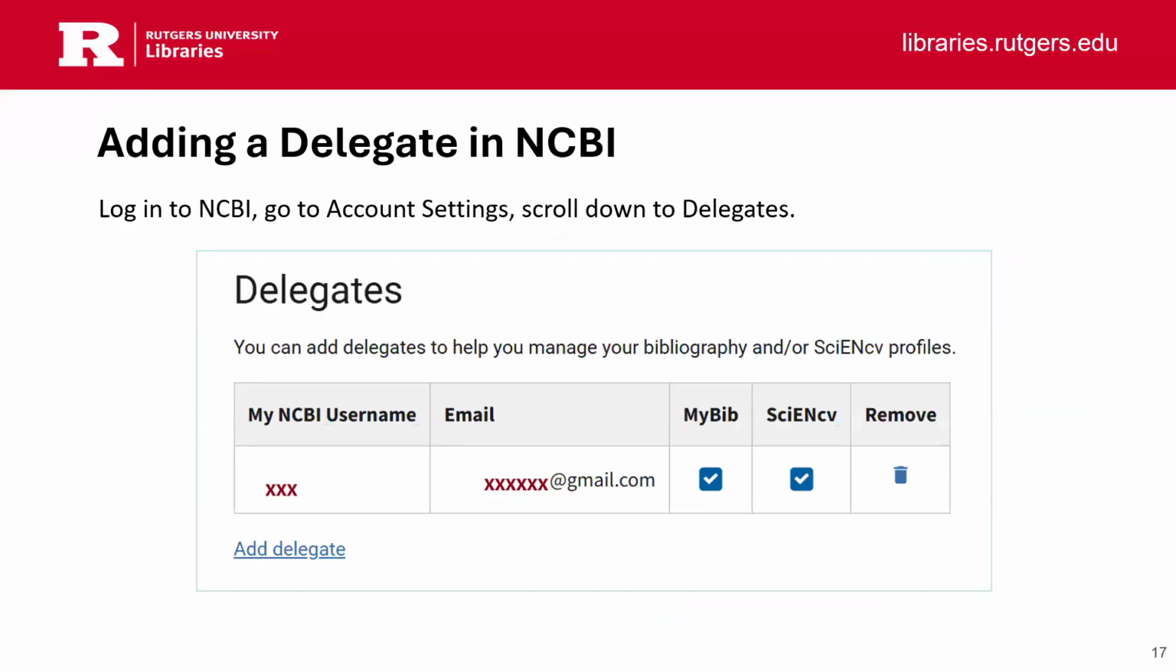So adding a delegate in NCBI is important if you are lucky enough to have somebody else to help you, but not all researchers have that resource. So if you have a research admin or research assistant to help you, make sure you add that person as a delegate in your NCBI or eRA Commons, wherever. Then you give permission to My Bibliography to help with compliance.